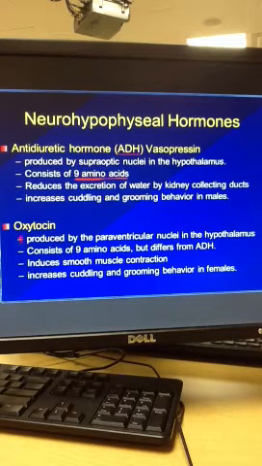Oxytocin is another hormone produced by the hypothalamus. It is stored in the posterior pituitary. It consists of 9 amino acids. It differs from ADH by 1 amino acid. And so both of them have vasoconstrictor effects, but oxytocin acts predominantly on the pregnant uterus and on the pregnant breast, and ADH acts on the kidneys.